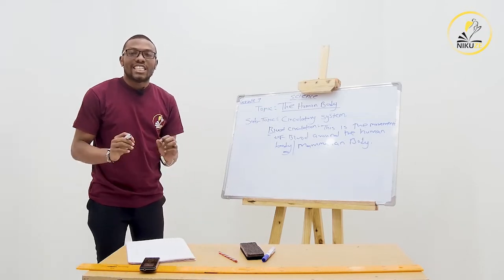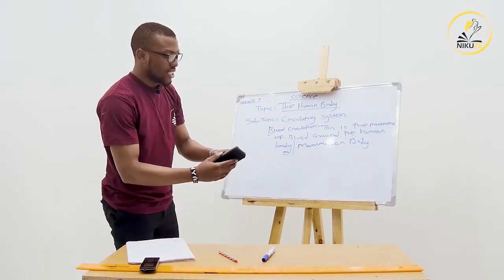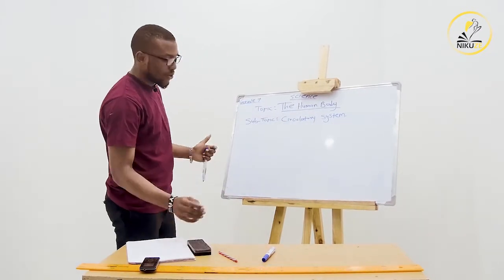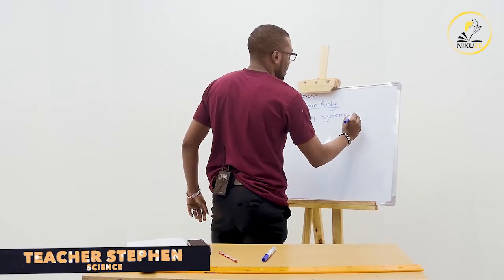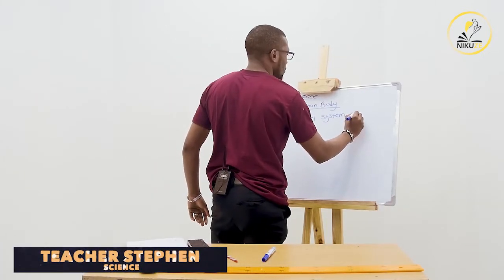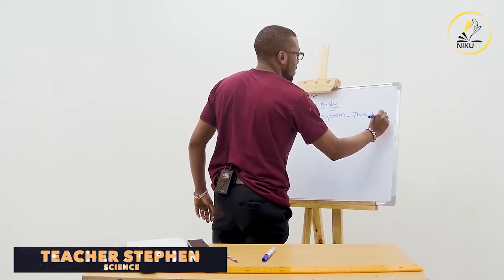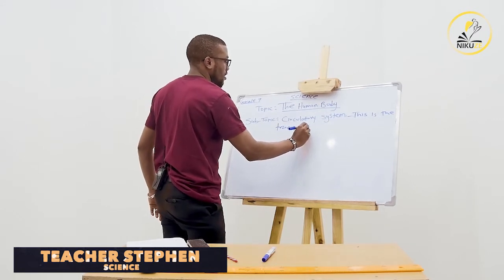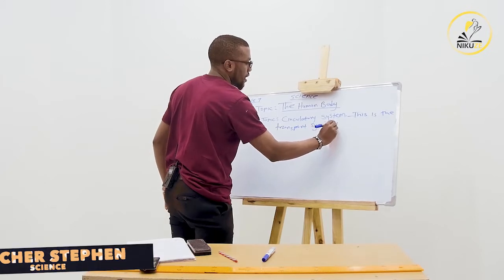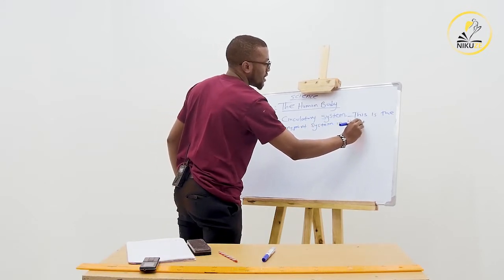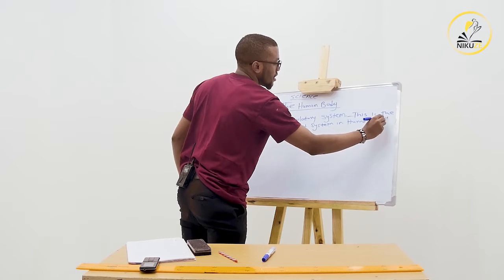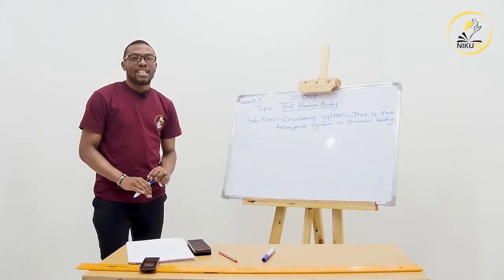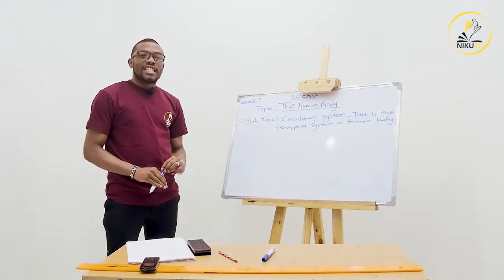This one is just a transport system in the human body. A circulatory system is the transport system in the human body. These are the things which help the blood to move. For the blood to move in your body, there must be a system, and we are going to look at what are these systems that make the blood to move.